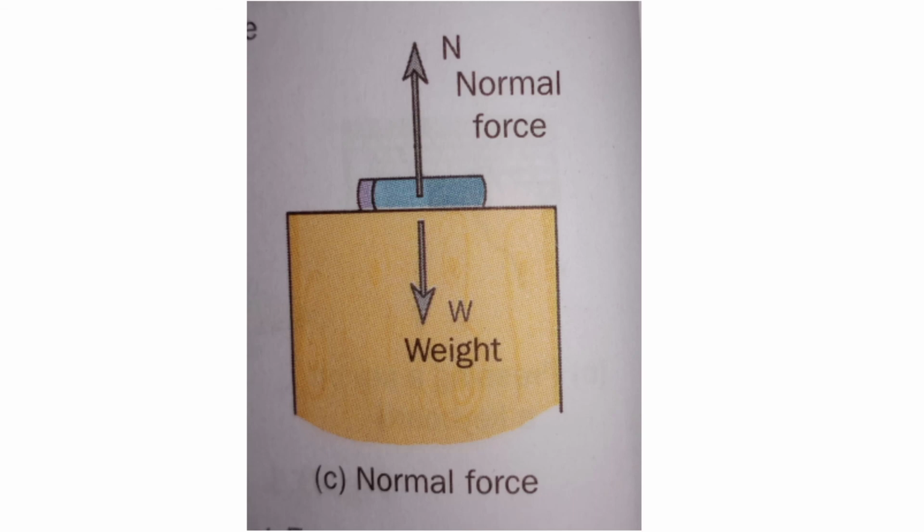Now, what is a normal force example? You can see here the book is lying on the table. So the book is at rest. Is the book moving here and there? No, the book is at rest. It is not moving. The book is kept on a table. The book exerts a downward force on the table. Why? Because of its weight.